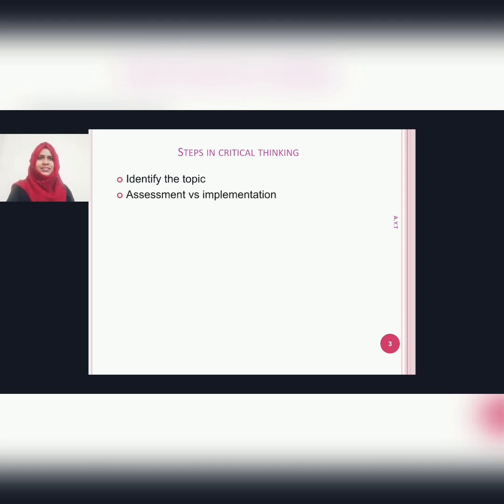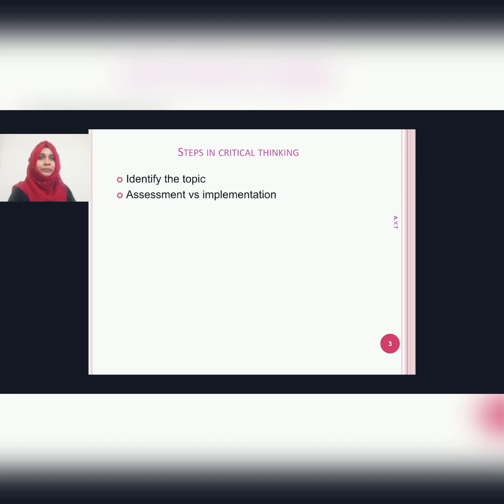The next one is assessment versus implementation. What is assessment versus implementation? Here is the nursing process. You know, the nursing process consists of different steps. What is the first one? Assessment. The first and foremost one is assessment. Second is diagnosis, then planning, implementation, evaluation. We don't need all those things. We will just take assessment and implementation from the nursing process.